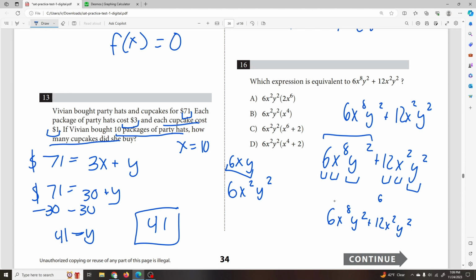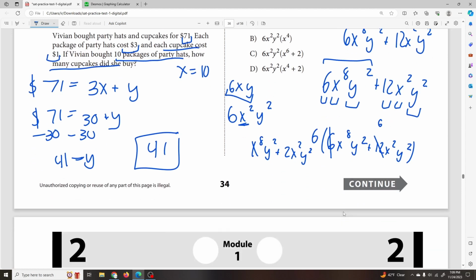So first of all, if we factor out 6, we're just dividing by 6 on both sides. So taking out 6, boom, that's going to leave us with x squared y squared plus 12 divided by 6, which is just going to be 2x squared y squared. Next, we take out the x squared, which is the same thing as dividing by x squared. So here, we're left with x to the power of 6 y squared plus 2 y squared.